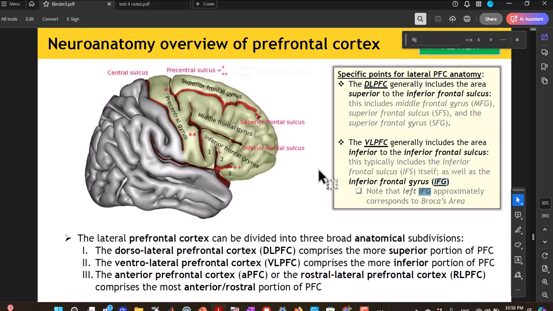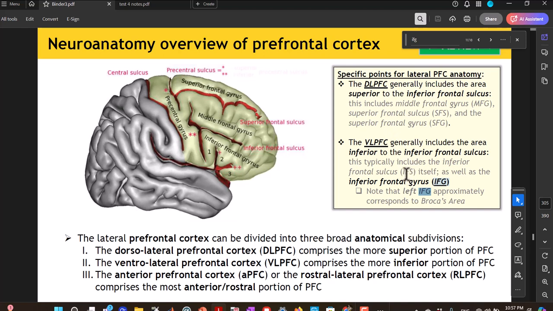Alright, so first of all, let's make sure we know where it is. So we have the dorsolateral prefrontal cortex, and that includes the area superior to the inferior frontal sulcus, includes the middle frontal gyrus, superior frontal sulcus, and the superior frontal gyrus. So that's the dorsolateral prefrontal cortex.